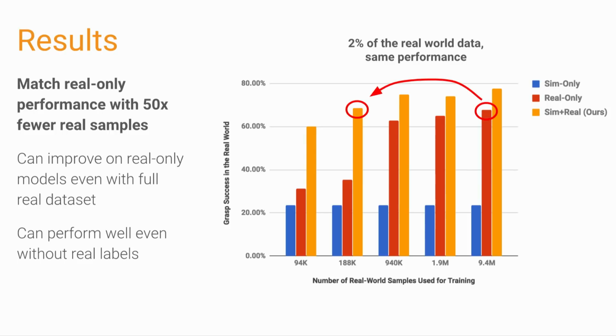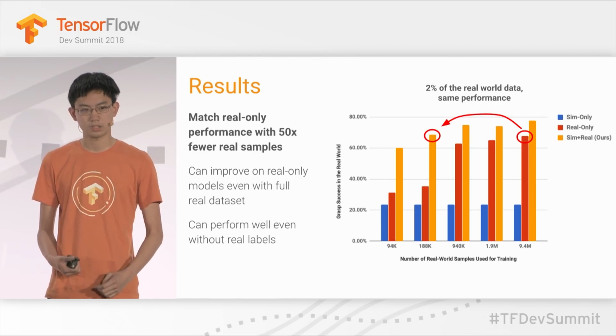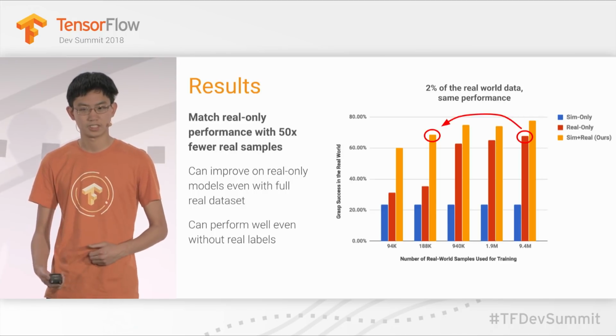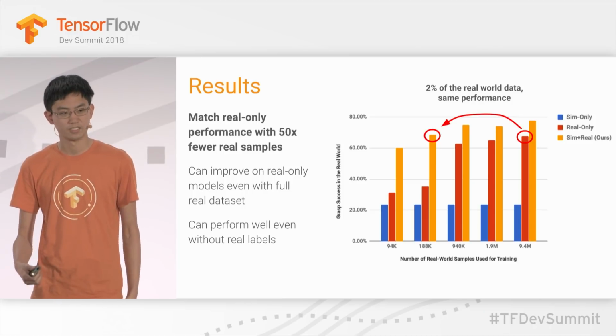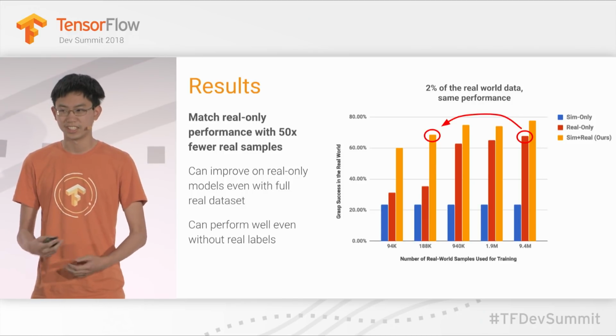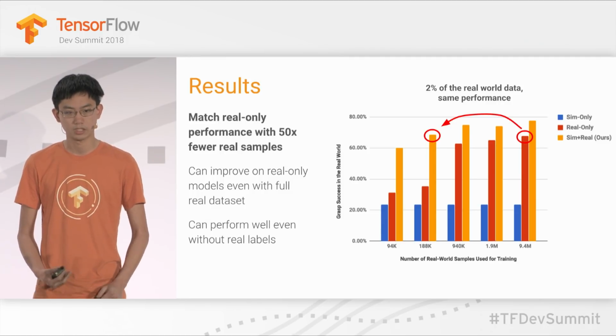And what we found is that when we use just 2% of our original real-world data set, and we apply domain adaptation to it, we're able to get the same level of performance. So this reduces the number of real-world samples we needed by up to 50 times, which is really exciting in terms of not needing to run robots for a long amount of time to learn these grasping behaviors.